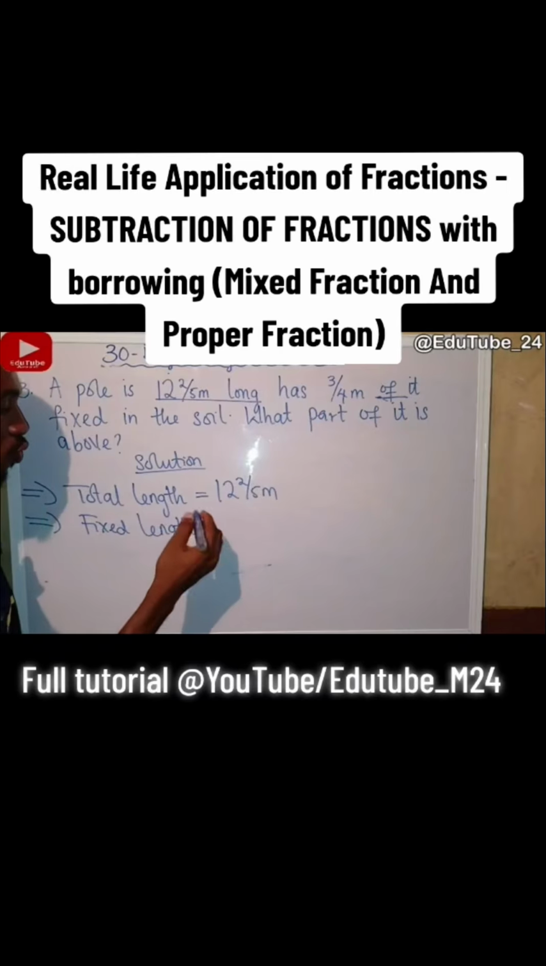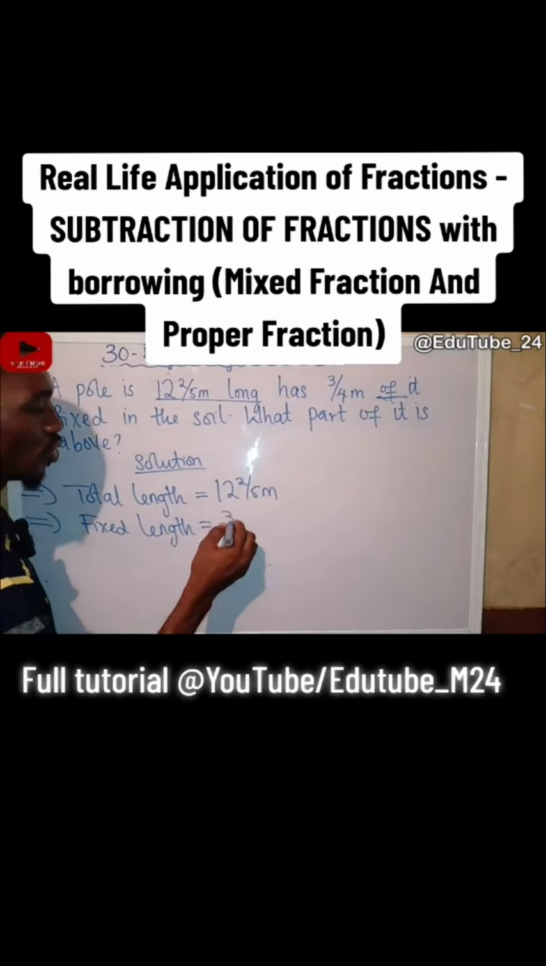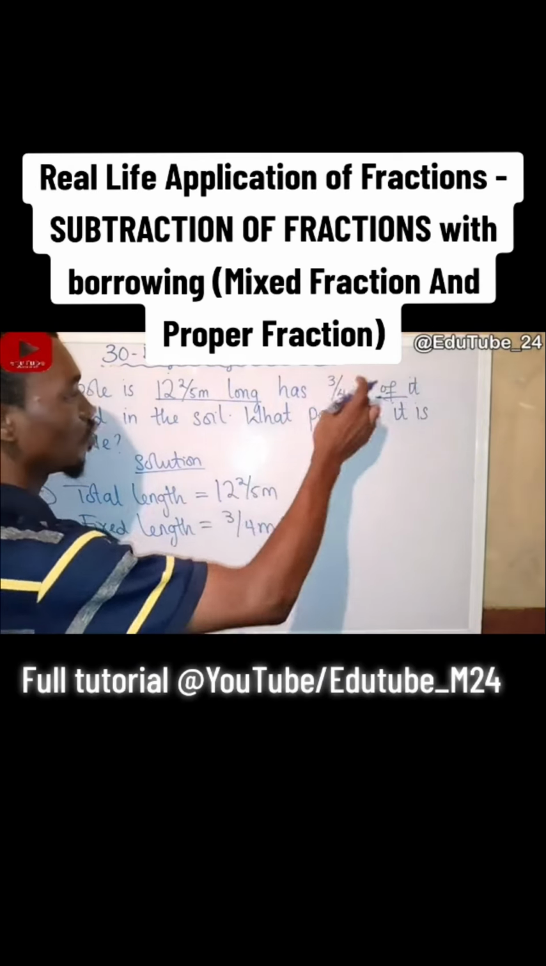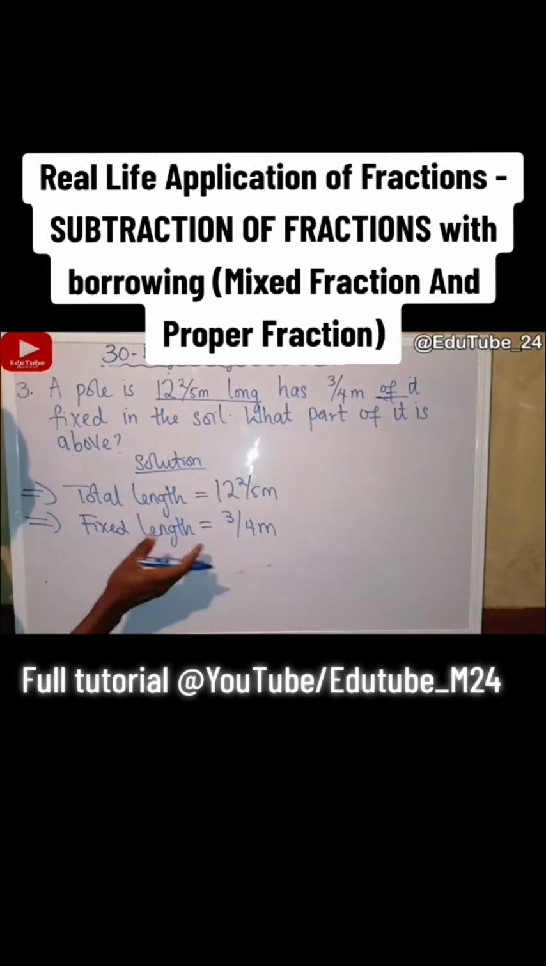Fixed length, you could choose your word, you could choose any other words to qualify that. So the fixed length in the soil is 3/4 meter. And don't forget, it said of, that is 3/4 meter of this is fixed in the soil. So this is just an interpretation to make the work easy.